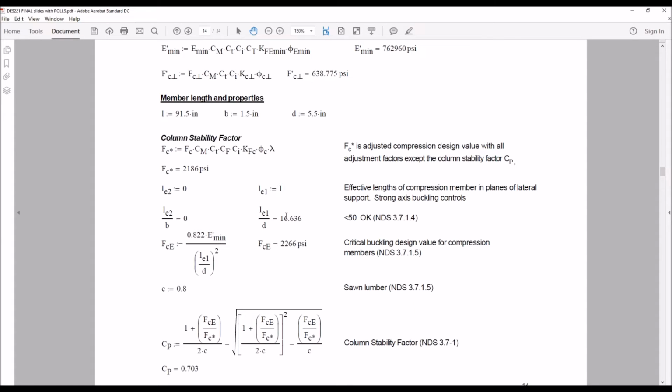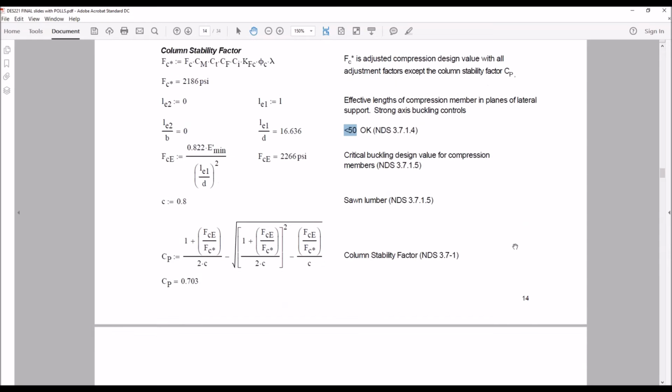slender. There are provisions where that number can be higher during the construction phase, but in general, in your design, you need to have an L over D ratio less than 50, and that's in NDS 3.7.1.4. So really what you want to remember is that the L over D ratio is limited to 50, and that's a slenderness limit. So we use that L sub E over D value to calculate this F sub C E, which is the critical buckling design value for compression members.